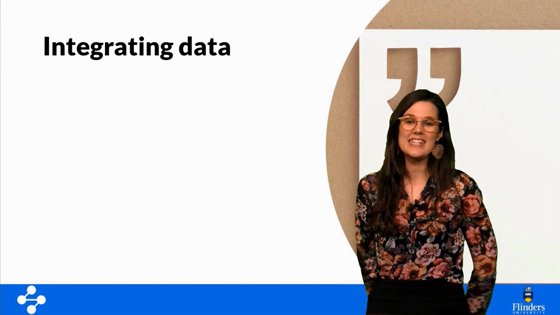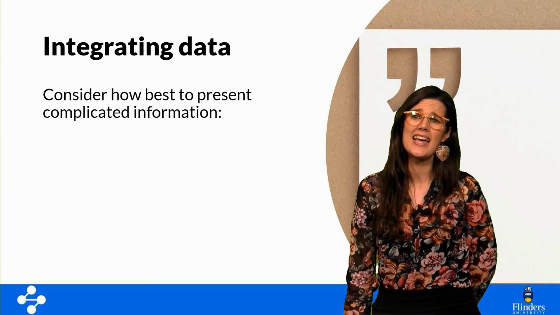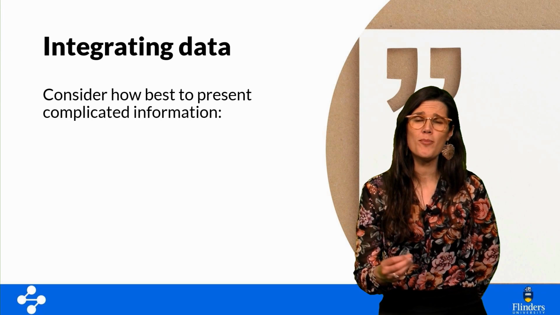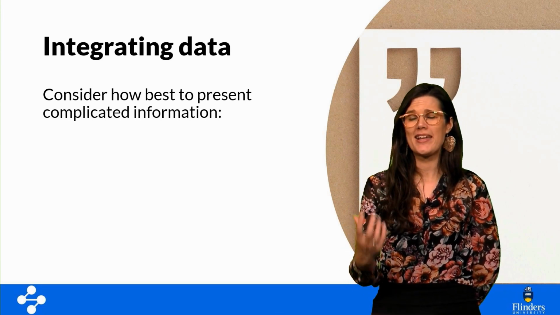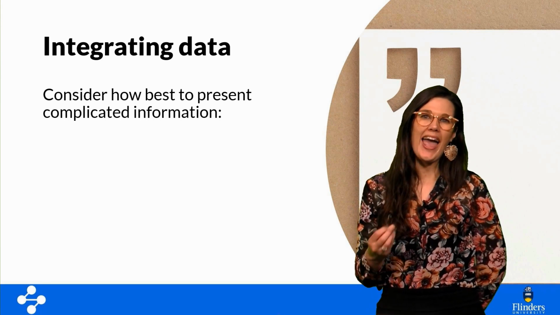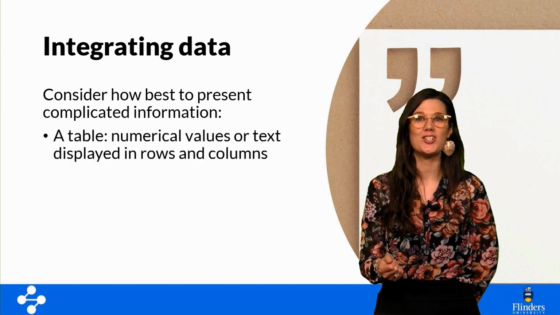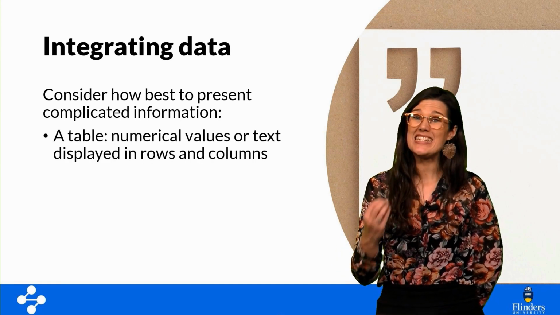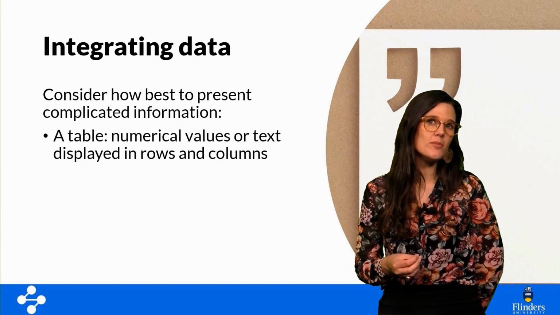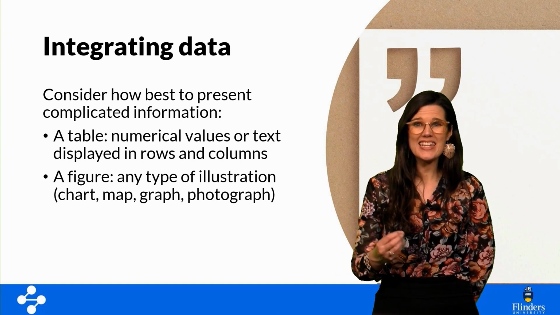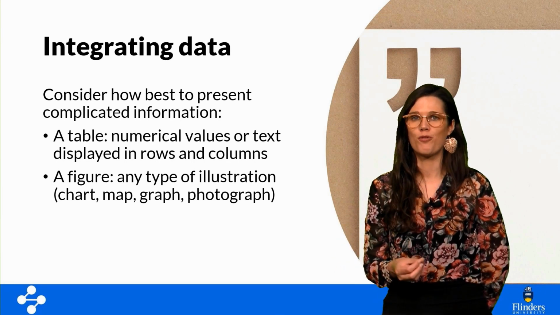So finally, let's have a little look at how to integrate other forms of data, primarily research findings. So if you have information such as statistical data, or you've run an experiment and you need to display that data, firstly, you need to think about how best to present what is often quite complicated information. So you might consider, for example, a table, which is numerical values or text displayed in rows and columns, or a figure. And a figure is any type of illustration. It might be a chart, a map, a graph, or a photograph.